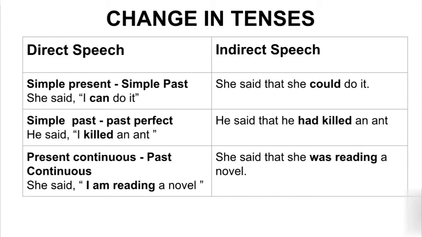In the same way, present continuous tense changes to past continuous tense. She said, "I am reading a novel." We know it is in present continuous tense. So when it is converted to indirect speech: she said that she was reading a novel. So am is changed to was. She was reading a novel.